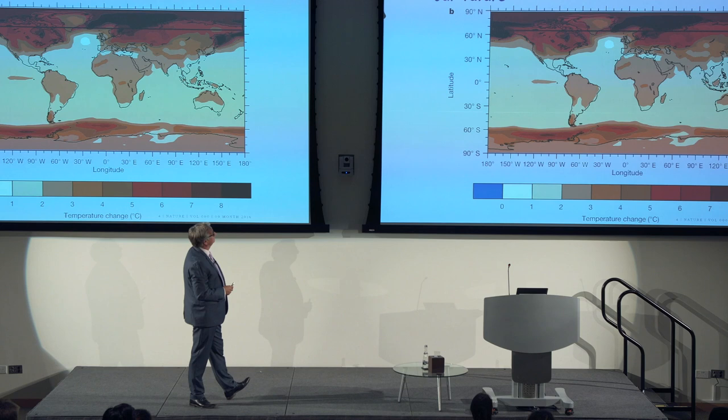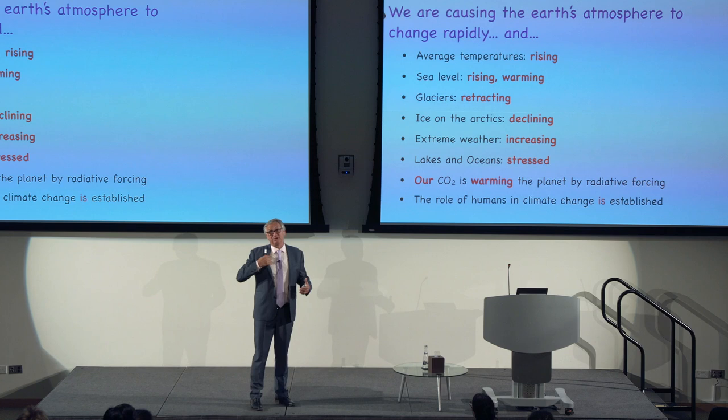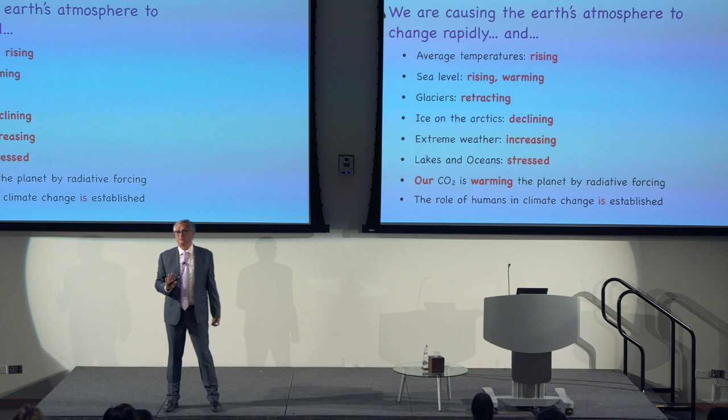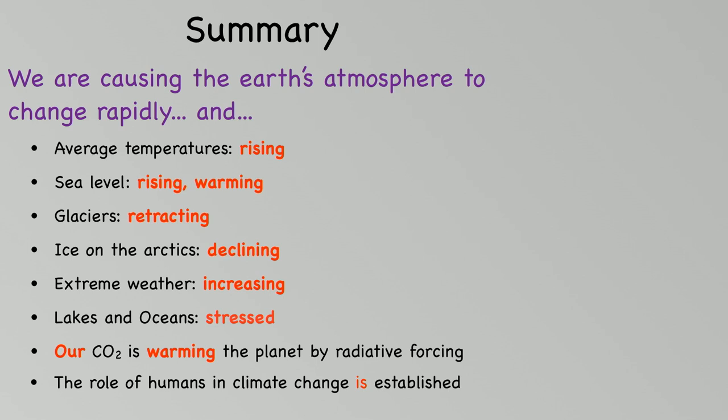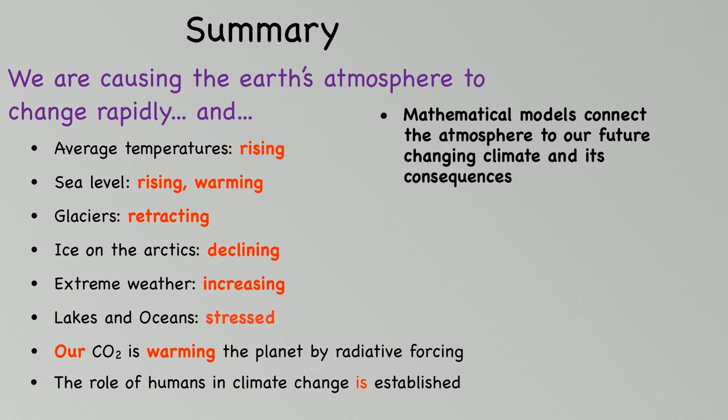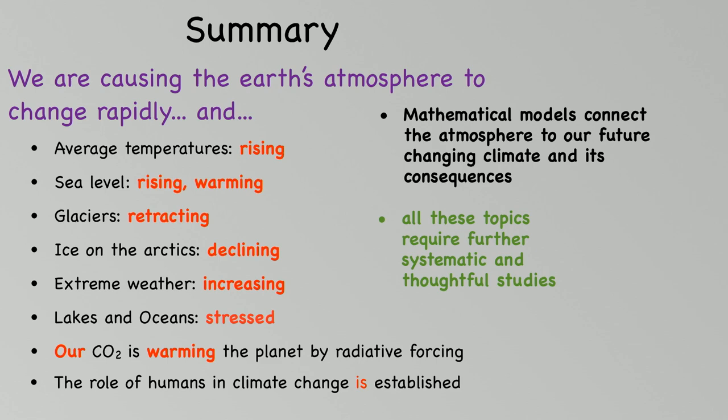So I could go on for an hour showing you various predictions for the future. They're not going to make you feel any better, so let's just leave it at this and say that the future has many complications associated with it. We have temperatures rising, sea levels rising, glaciers retracting, ice declining, extreme weather increasing. The lakes and oceans are stressed. I didn't talk about that. CO2 is warming, and it's due to you and I, and it's established, and mathematical models connect us to what our consequences are for the future. And all these topics require really systematic studies.